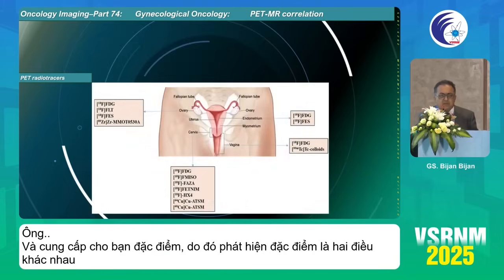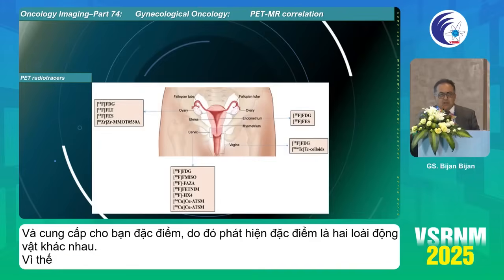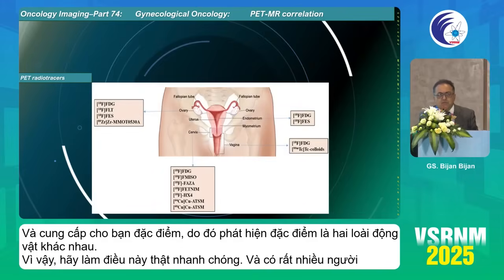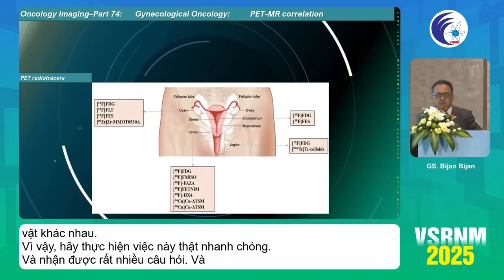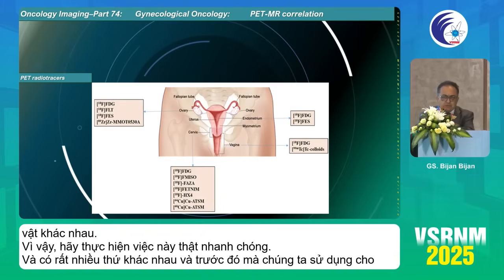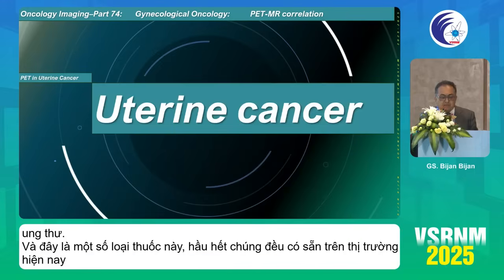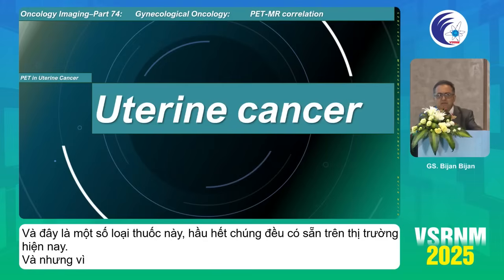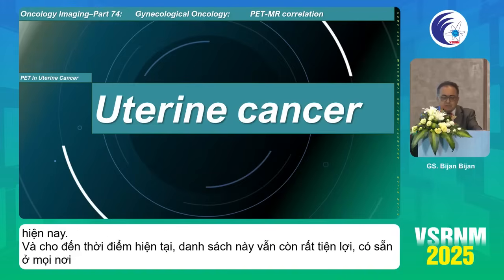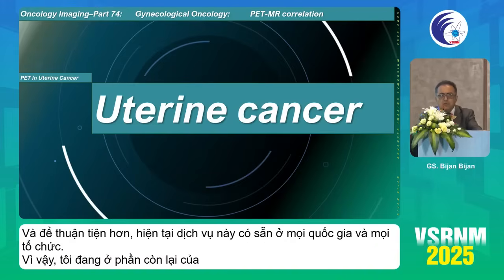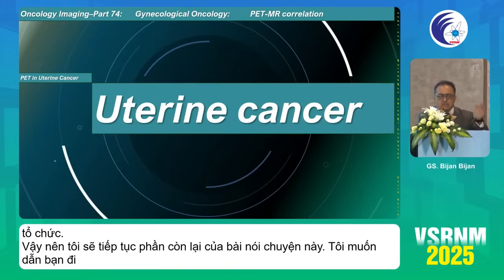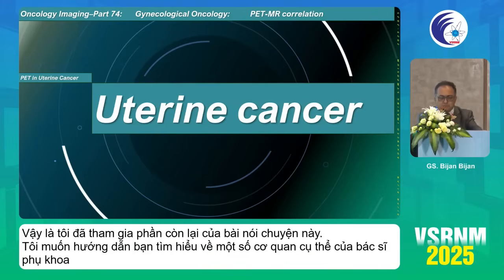Just to be very quick on this, there are a lot of different radiotracers that we use for oncology imaging, and these are a bunch of them. Most of them are actually clinically available these days. But for convenience, let's stick with FDG for the time being, because FDG is available in every country, in every institution. So in the remainder of this talk, I want to walk you through specific organs in gynecological oncology. Let's start with the uterus.